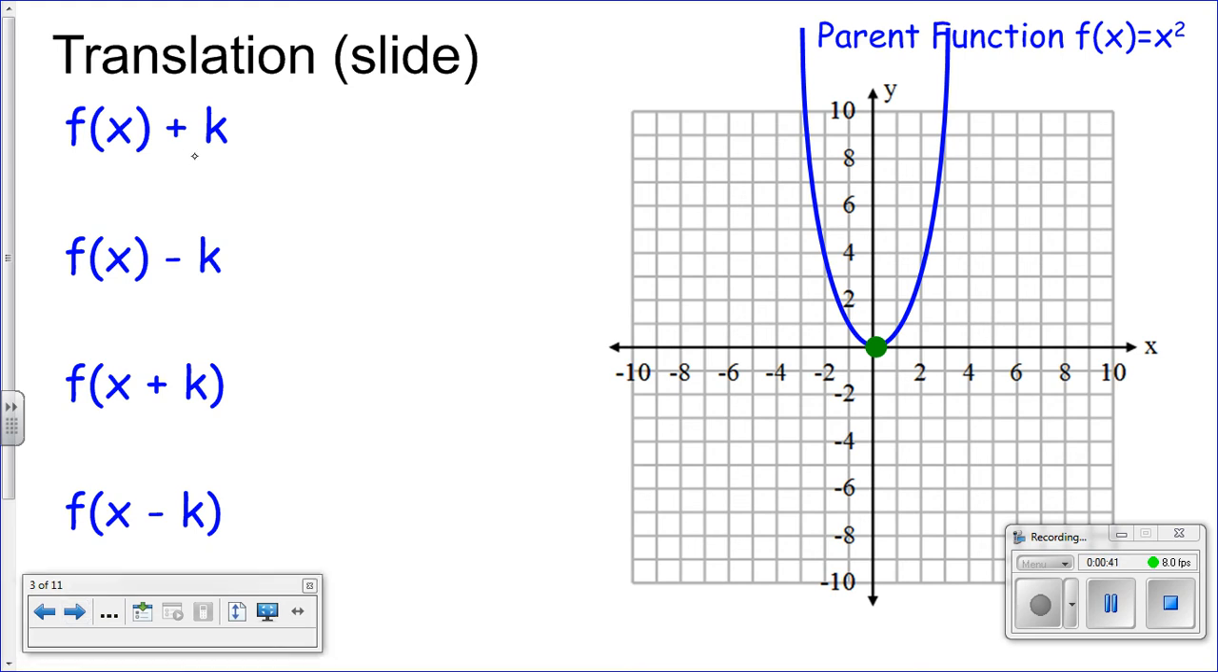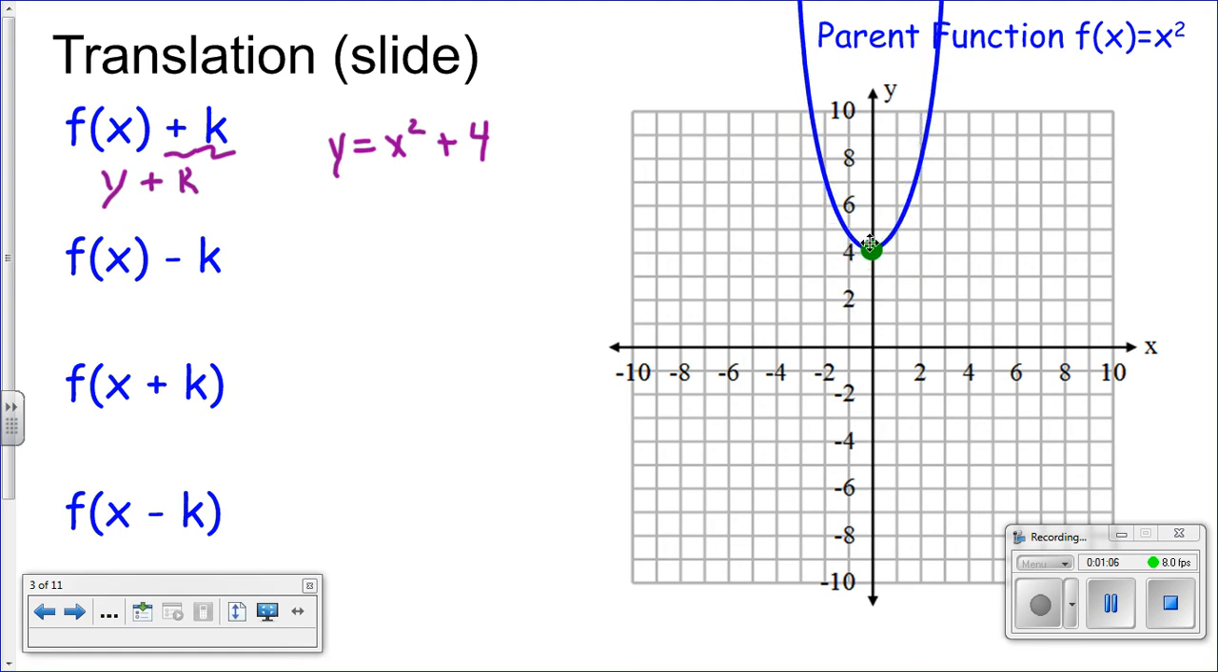If you are adding a number to your y values, so f of x is our function, it's the same as your y, so it's basically saying you're going to take all your y or your range values and add a number to them. For example, my parent function is x squared. If I add 4, what that's going to do to all of my y values is bump them all up 4, and this image goes right up there.